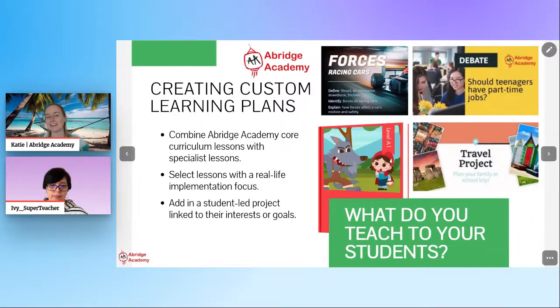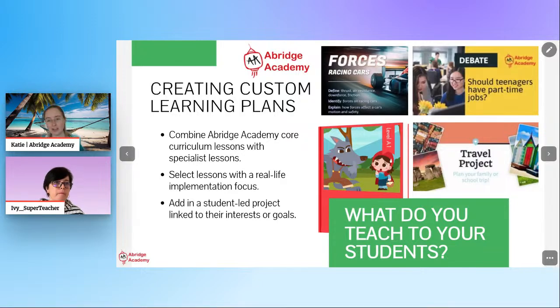But usually I'm able to put together a proposed learning plan of how I can help them achieve their specific goals. And then I think, okay, now what resources could I use to align with this learning plan? I tend to combine a mixture of different Abridge Academy core curriculum lessons and specialist courses, particularly focusing on lessons that have more of a real life implementation focus linked to their specific goals.